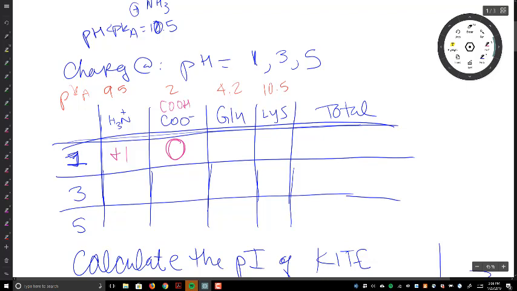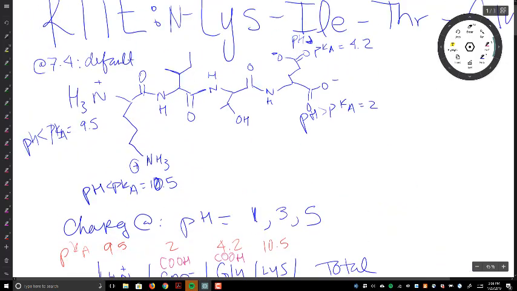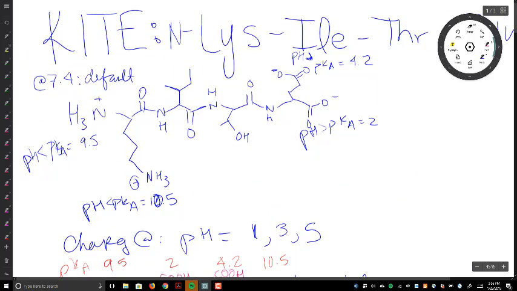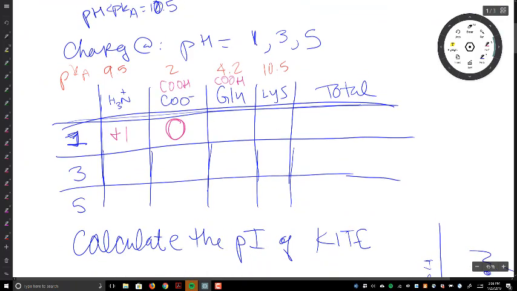Looking at the glutamate at pKa 4.2, again, it's the same thing, where the pH of 1 is less than the pKa of 4.2, so it will be protonated, but again, the ionizable group on the glutamate is a carboxylic acid group, so it is neutral when protonated, so we have a charge of 0.